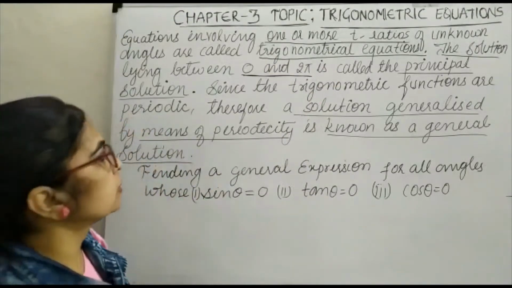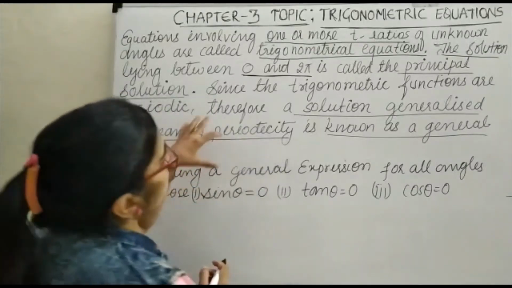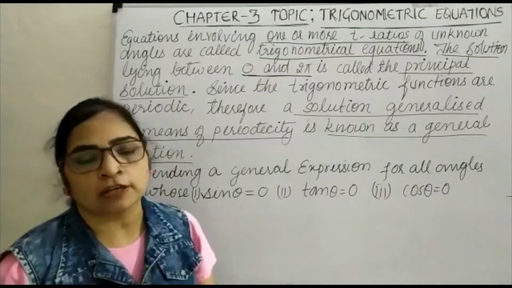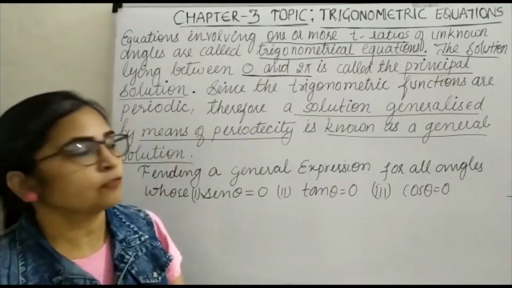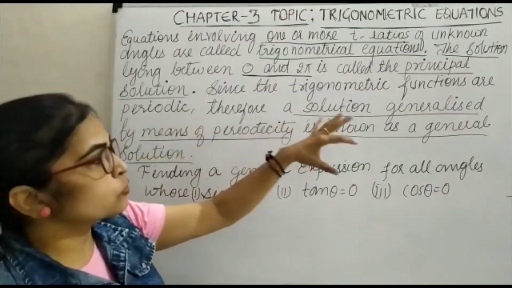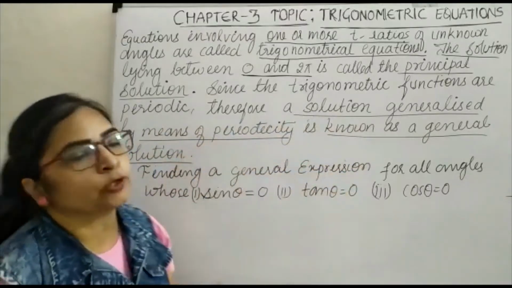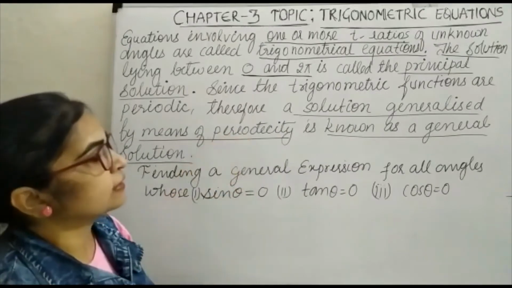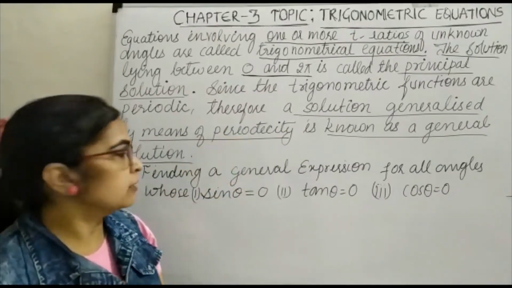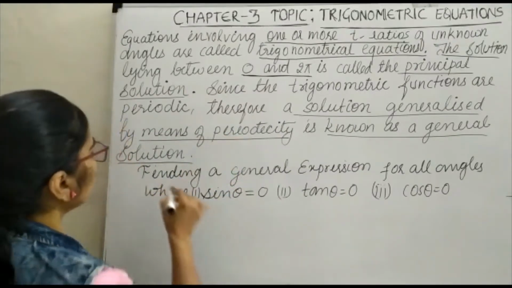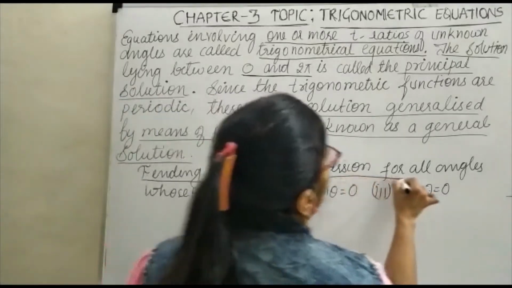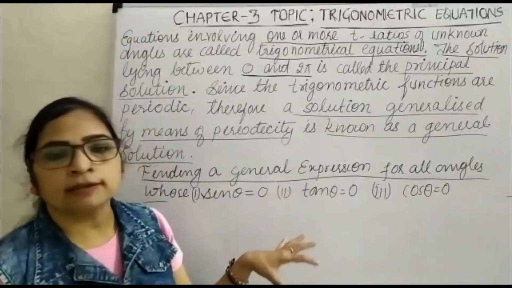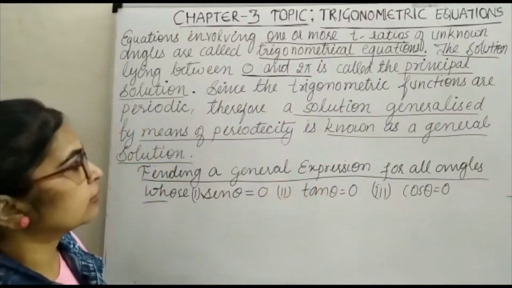Let us see what the general solution means. Since the trigonometric functions are periodic, a periodic function is one which repeats after a certain interval. Therefore, a solution generalized by means of periodicity is known as the general solution. Now we are here to find a general expression for all the angles whose sin theta is 0, tan theta is 0 and cos theta is 0.